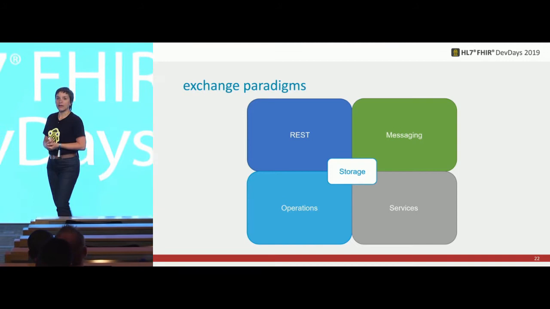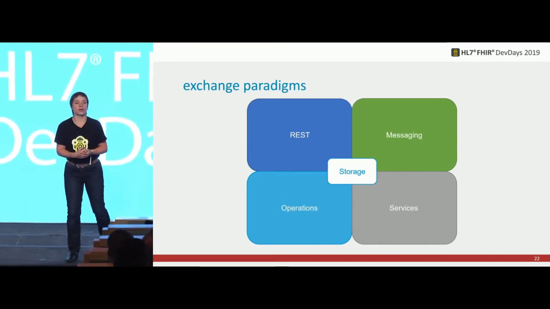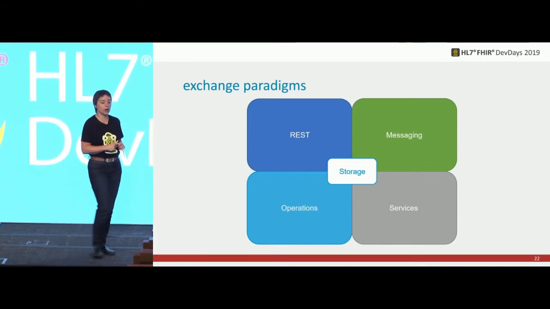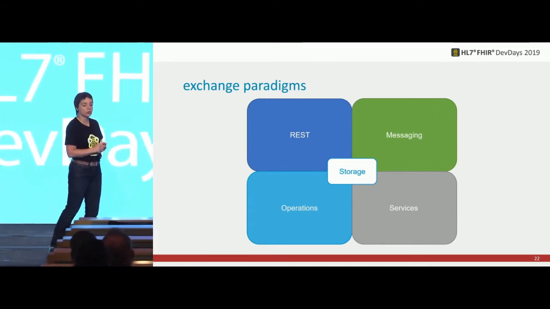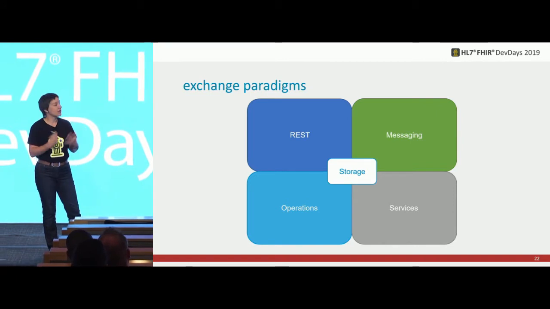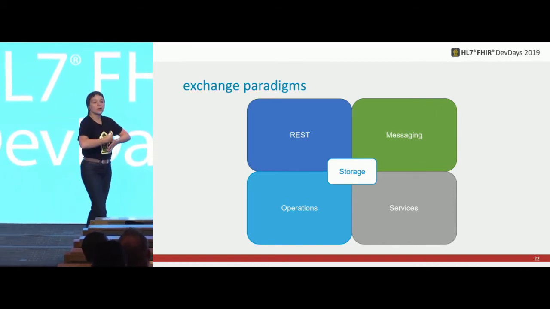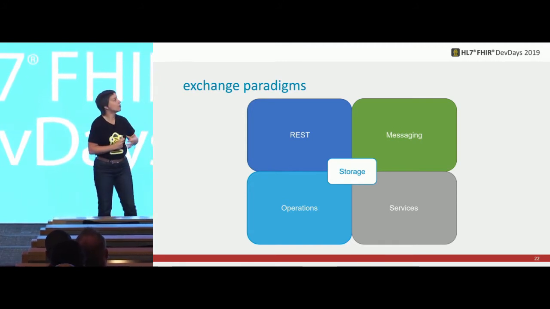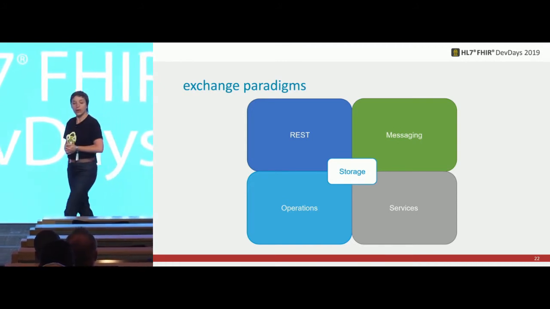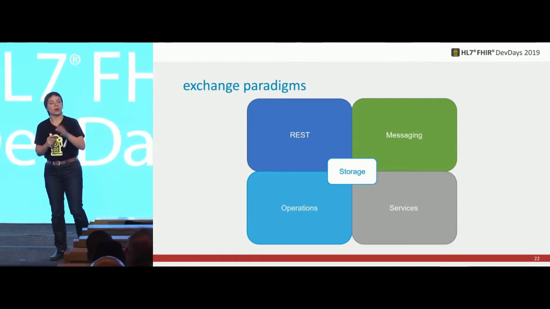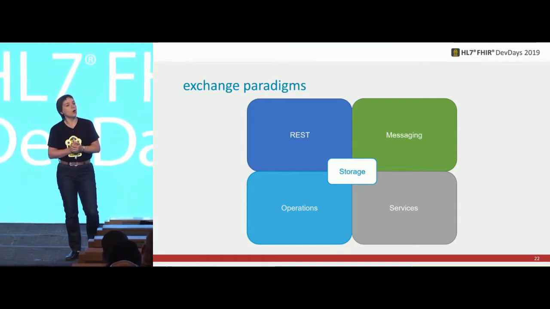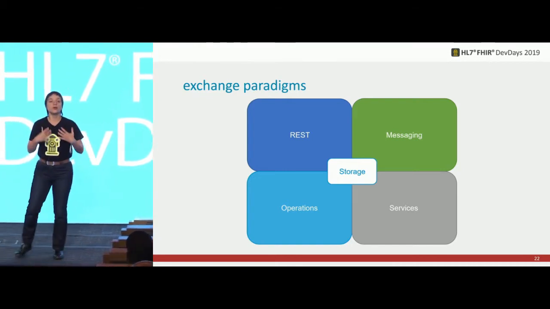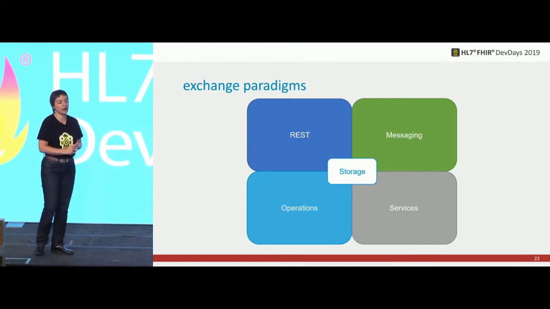Now let's take a quick look at a few exchange paradigms. So if you want to move your resources around, you have to try to transport them somehow. And there's a couple of different ways to do that. First of all, we have the REST paradigm. That's when you want to do web-based applications. That's probably your preferred way of transporting information. But we can also do messaging. Like if you're coming from the version 2 world where messaging was the de facto standard of transporting information, you could also do that with FHIR.